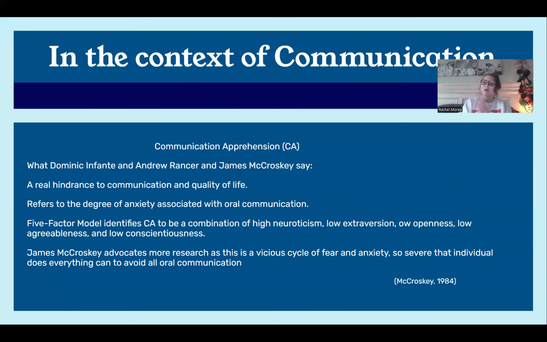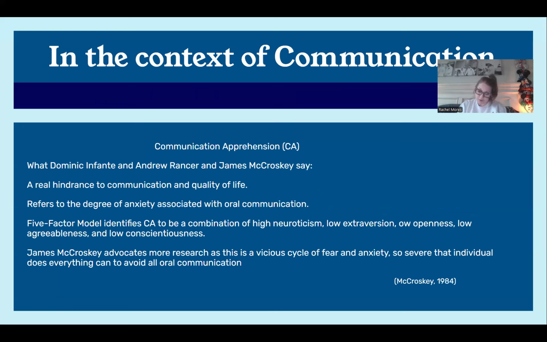So you have your communication apprehension. This refers to a degree of anxiety associated with oral communication. This is a persistent and extreme fear of communicating across a variety of settings. And in some cases, individuals may only communicate when absolutely necessary, greatly affecting their quality of life.